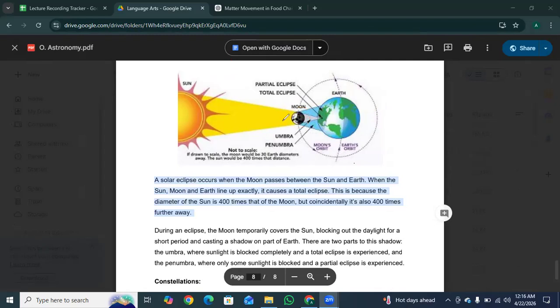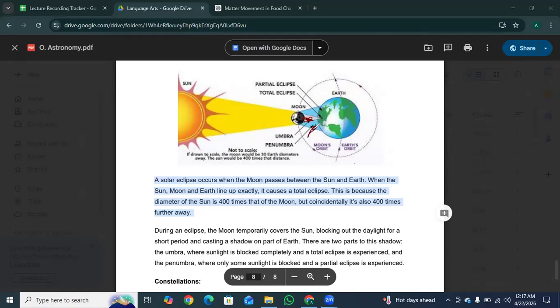As you see in the diagram, the moon casts a shadow on Earth. This shadow has two different parts, like this one and this one. So the umbra. This is the dark inner part of the shadow. If you are standing here, the moon blocks the sun completely. It gets very dark and cold, like this. This is umbra.